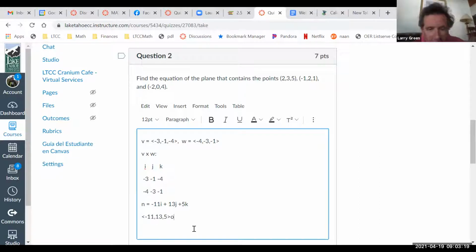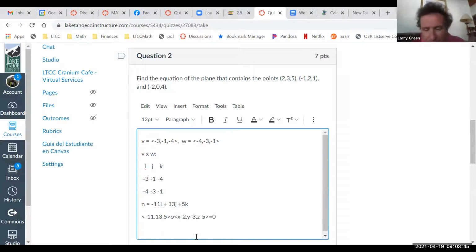And then we dot it with x minus a point. And it doesn't matter which point you choose as long as you're consistent. So x minus, how about the first point? 2, comma y minus 3, comma z minus 5 equals 0. And now we take the dot product.